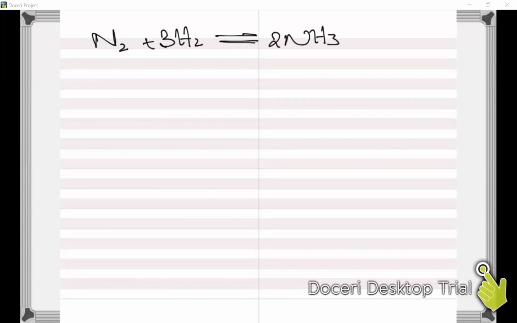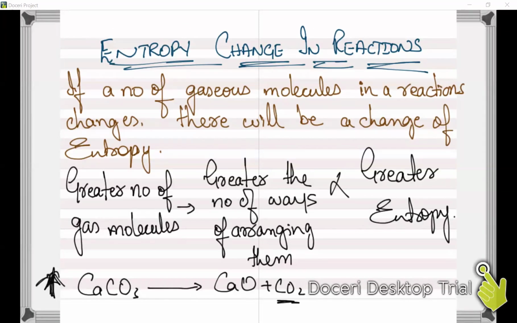Let's talk about another reaction. As far as this reaction is concerned, N2 plus 3H2, and this is changing into what? It is changing into 2NH3. Let me tell you again, in this reaction, as I said, we say that the entropy increases when it comes to this reaction. Why? Because the gas is produced as a product.